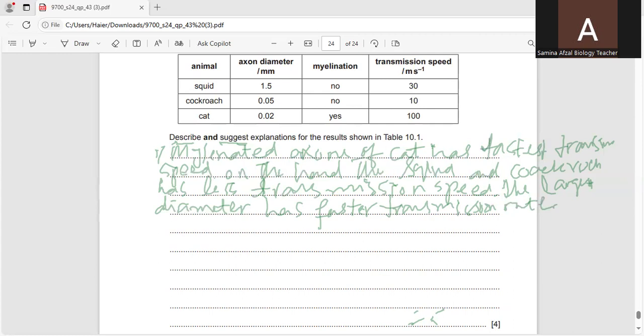Now I will explain how this is happening. If axons have a larger diameter, they will conduct impulses faster due to less resistance to ion flow. Larger axons have greater surface area for ion channels, allowing more efficient ion exchange. The smaller diameter axons conduct impulses slower due to high resistance to ion flow.